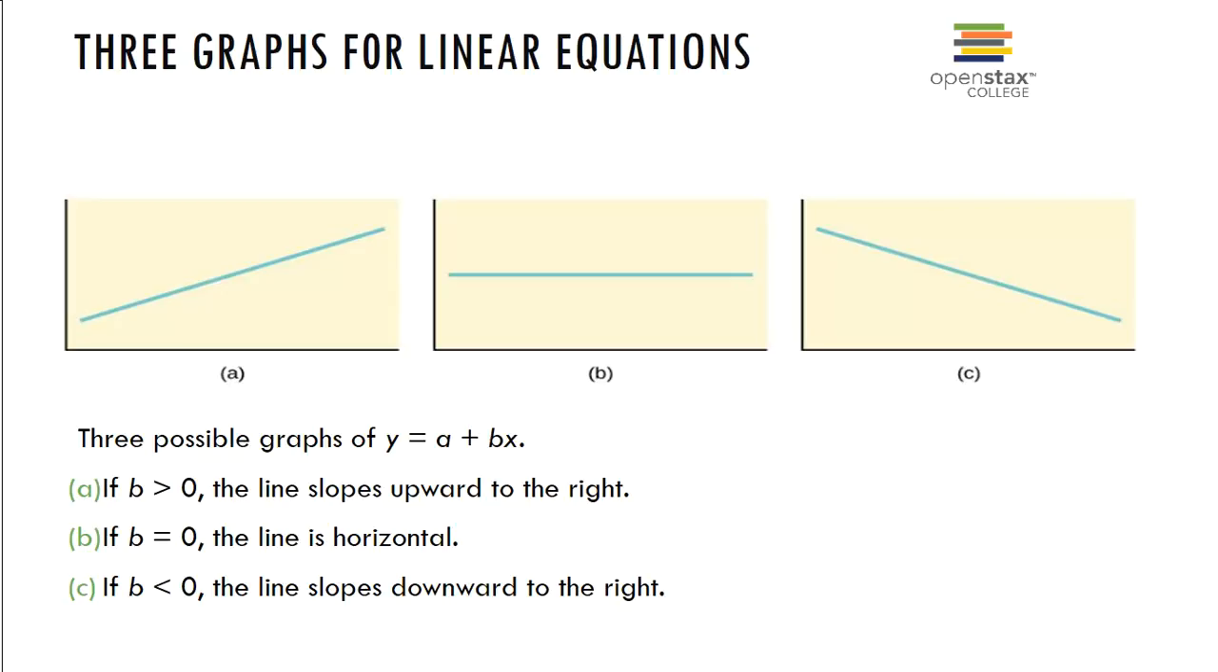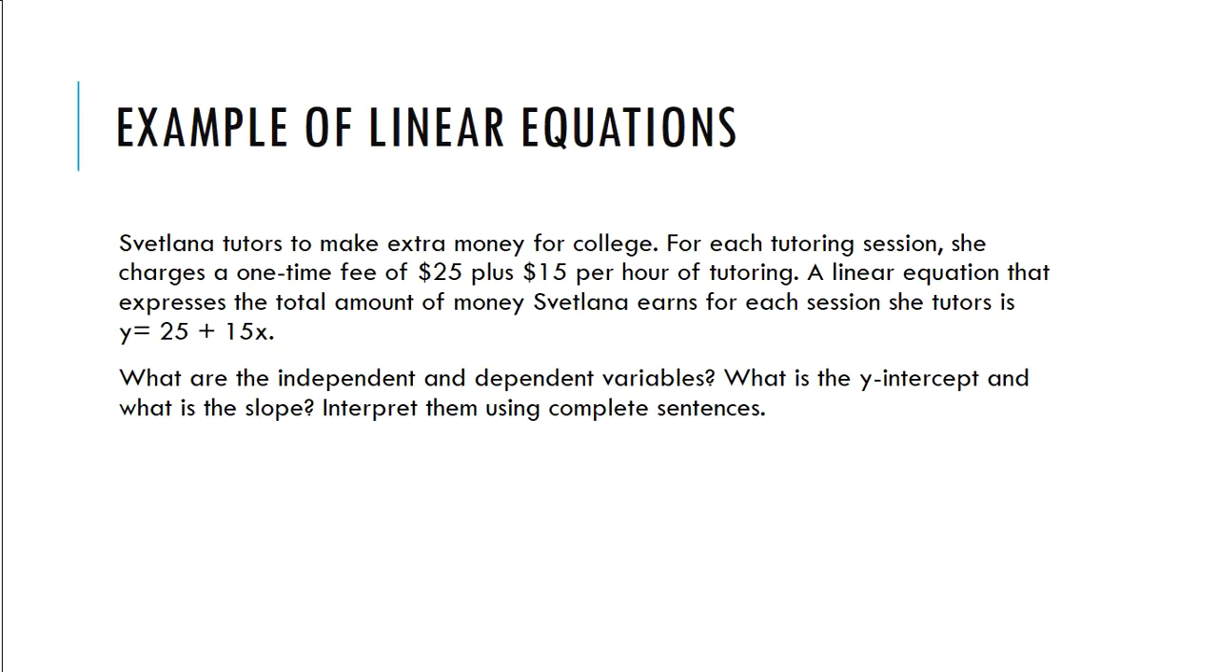Okay, so let's look at these possible graphs for linear equations. In A, if b, which is your slope, is greater than 0, the line slopes upwards to the right. In B, the slope equals 0, which means it's a horizontal line. There's no rise or run going up. It's just flat. And when b is less than 0, the line slopes down to the right. You can have negative slopes. You can have positive slopes. You can have a slope of 0. This is just showing every combination you can have.